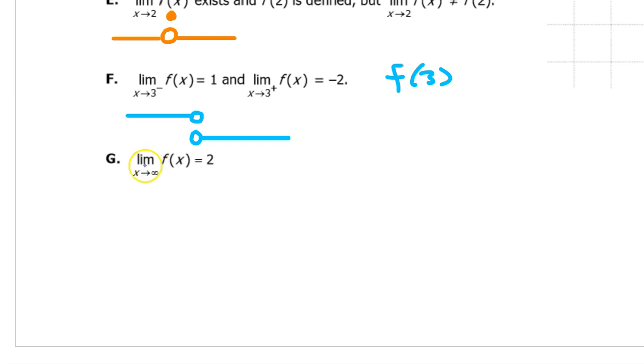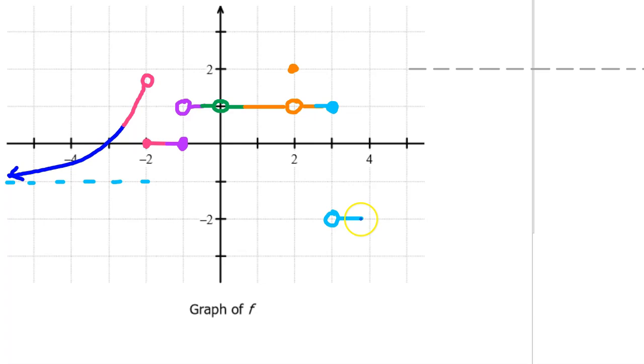And finally, the limit as x approaches infinity of f of x is equal to 2. This means another horizontal asymptote, this time at y equals 2. So picking up where we left off, we just need to make sure that f of x approaches this horizontal asymptote at y equals 2. There's more than one right way to draw the graph of f of x, but this is one.